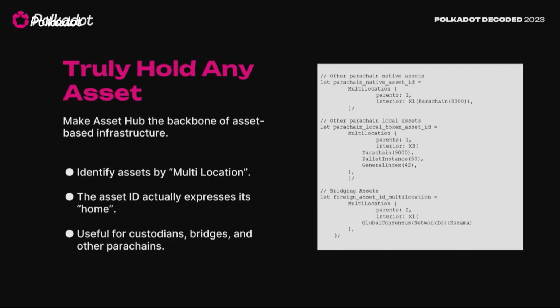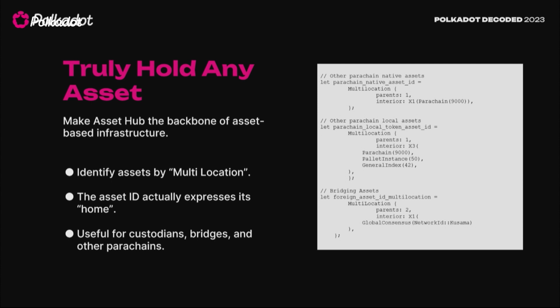So yeah, moving on. Foreign assets. So this is mostly around Asset Hub. And we really want Asset Hub to be able to hold any asset that is accessible within the Polkadot network. So instead of identifying assets by a u32, which they are in the main instance of the assets pallet, which is an integer like 1, 2, 3, 4, 5, we identify them by a multi-location. So this is a lot more expressive. And the asset ID actually expresses kind of its home.